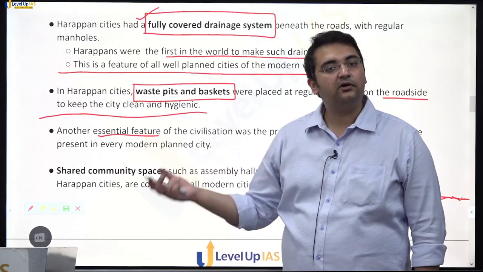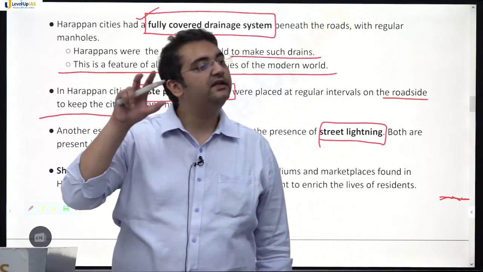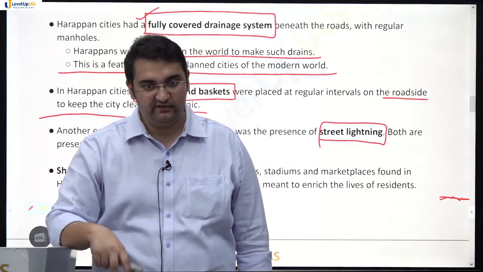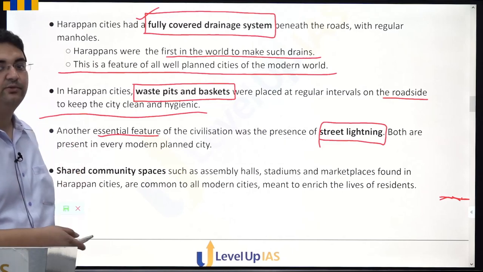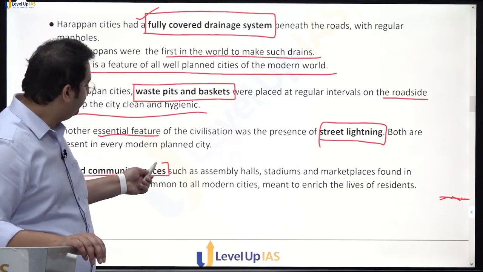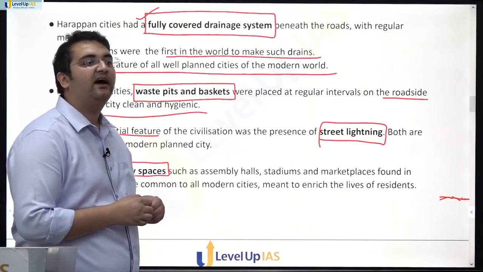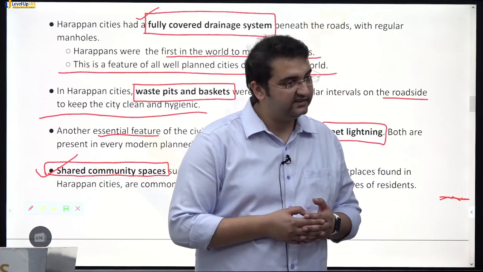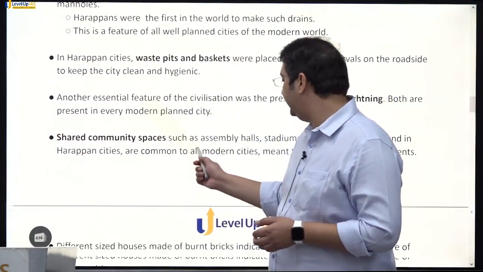Now, this is not only a security requirement, but it has also been shown to have an impact on the society and economy of the communities which are served in this manner. Okay? So crimes are lesser, people are more educated in those areas where street lighting is provided, right? Then the Harappans also constructed shared community spaces such as assembly halls, stadiums, meeting places, markets, etc. And these kinds of structures are essential parts of present day cities as well.